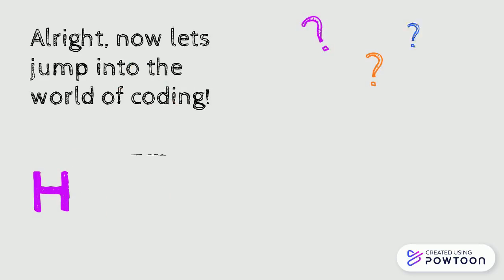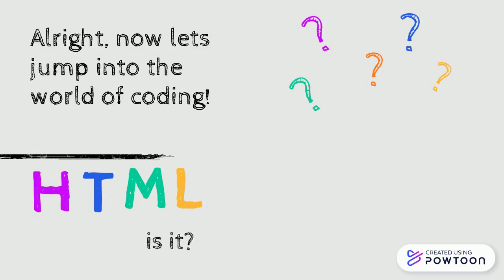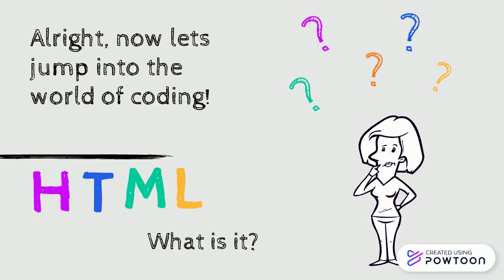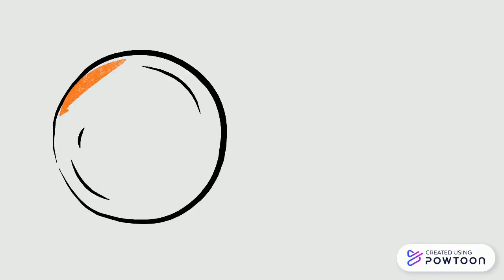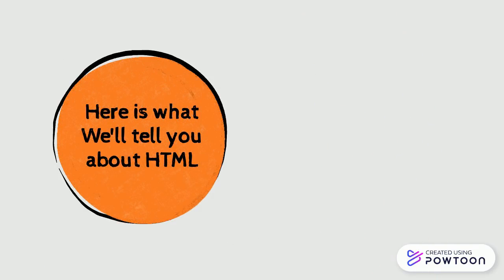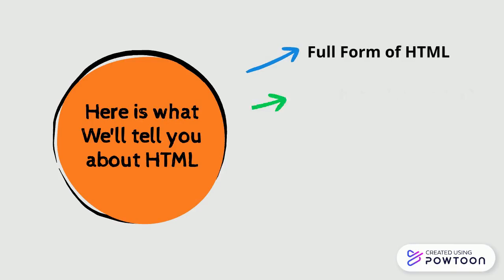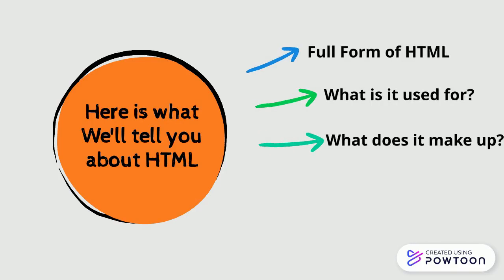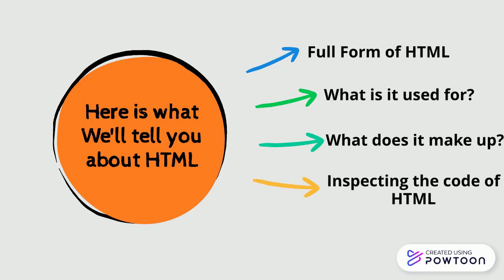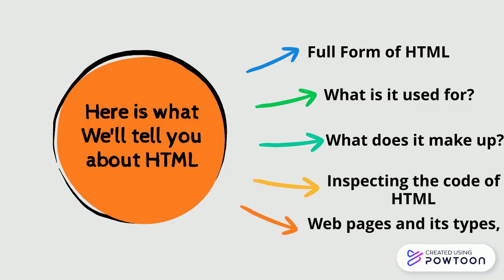Till now, we saw the basic definitions and concepts. Now, let's go into coding. Let's understand what is HTML. So, what are we going to see about HTML? We will see about the full form of HTML, what is it used for, what does it make up, and we will inspect the code of HTML, and we will see about what are web pages and their types.